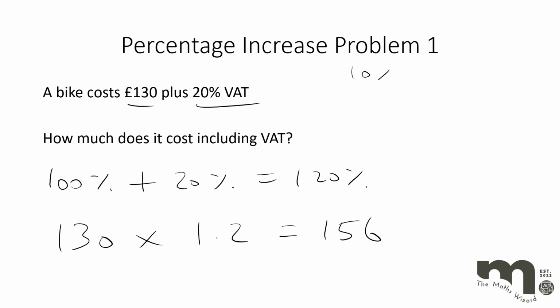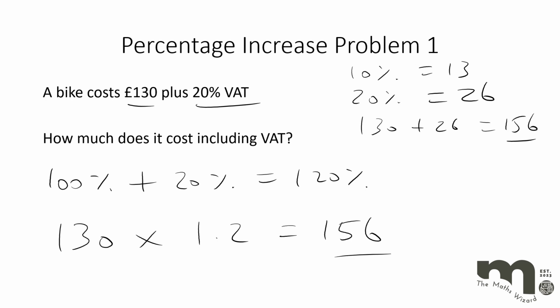You can do it the other way that I showed you as well. So 10% of 130 is 13. So if you double that to get 20%, which is 26, you can do 130 add 26 if you do prefer to do it that way. But you'll still get to 156 either way. But like I said earlier in the video, trying to get your head around the multipliers is quite useful for some of the more challenging percentage content.